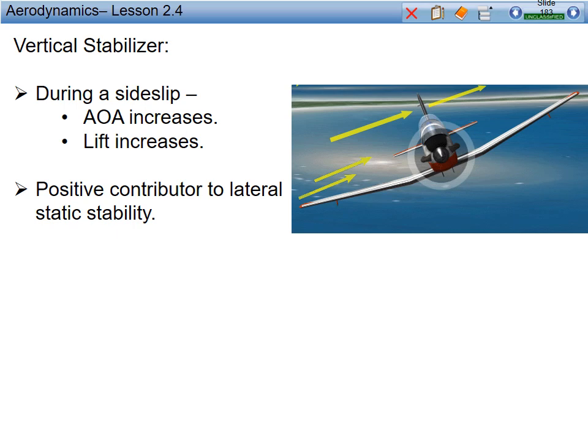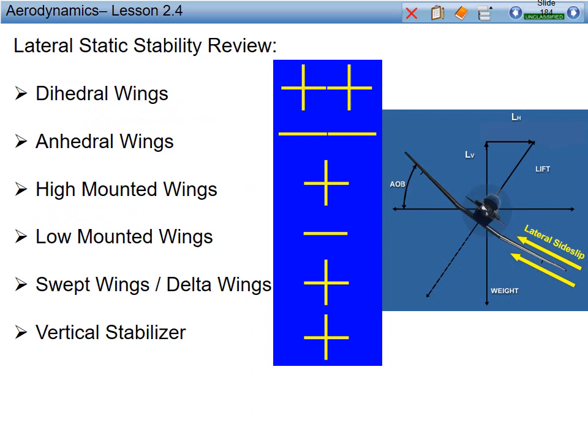Vertical stabilizer. During a side slip, AOA on the vertical stabilizer increases, therefore lift increases on the vertical stabilizer. Since the vertical stabilizer is above the center of lift, this will cause not only a yaw in the direction of the new relative wind, but also a roll back to level, making it a positive contributor to lateral static stability. Here's a good memory aid for contributors to lateral static stability.